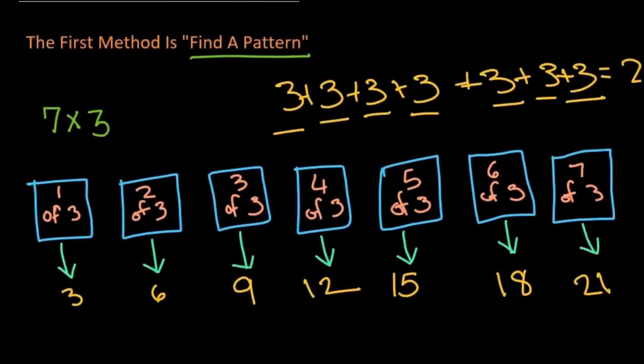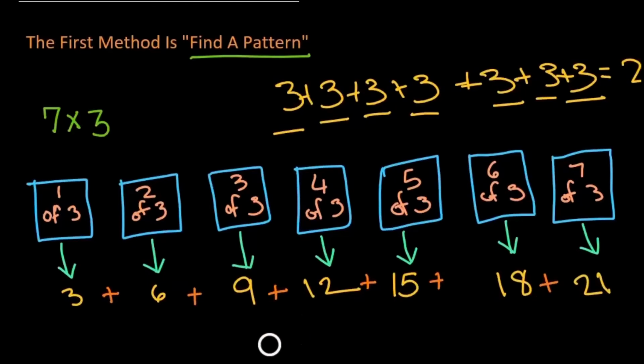If you notice, let me just get another color. Okay. Notice 3 plus 3 is equal to 6. 6 plus 3 is equal to 9. 9 plus 3 is equal to 12. 12 plus 3 is equal to 15. 15 plus 3 is equal to 18, and 18 plus 3 is equal to 21.